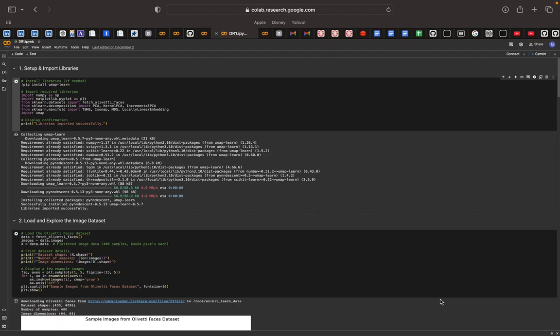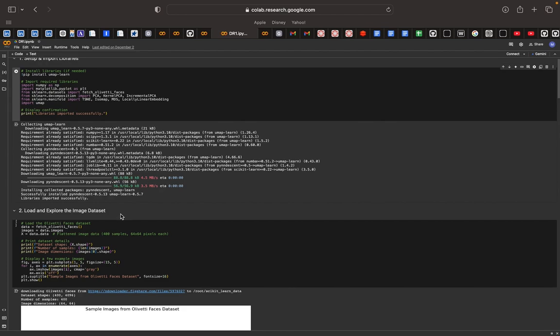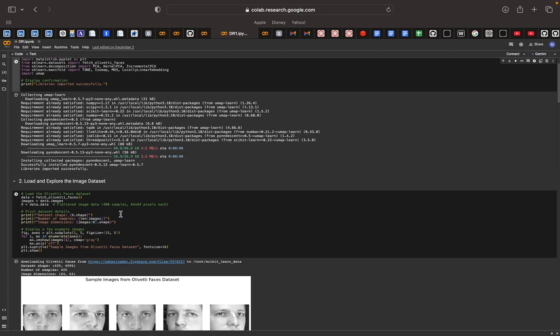This is the demo video for the dimensionality reduction assignment, and I'll be going over the first Colab. For this section, we are just setting up our environment and importing all the libraries, including various dimensionality reduction tools like PCA, UMAP, and t-SNE, and others. These libraries will mostly allow us to pre-process the data, reduce its dimensionality, and visualize the results effectively.